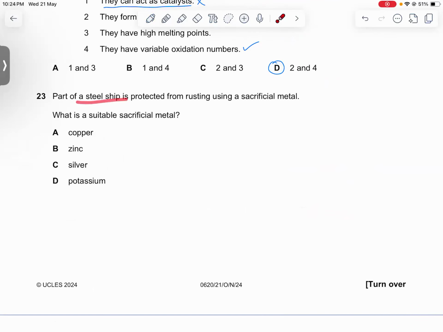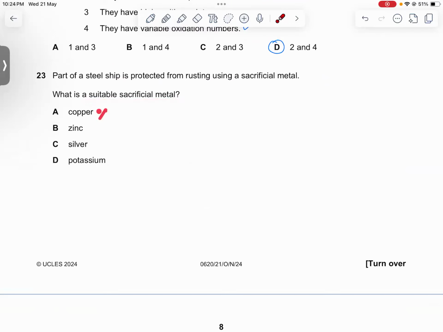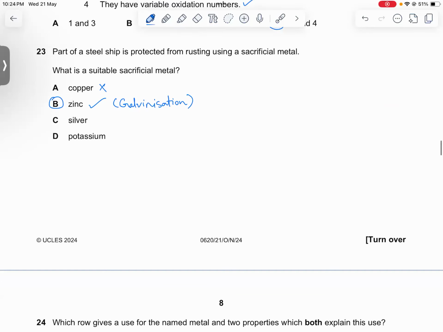Part of a steel ship is protected from rusting using sacrificial metal. What is a suitable sacrificial metal? Well, it is not copper because it is less reactive than iron. Iron is the major component of steel. It is definitely zinc. This process has a very special name, that is galvanization. The sacrificial protection method is called galvanization, right?